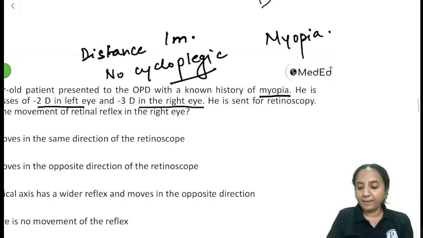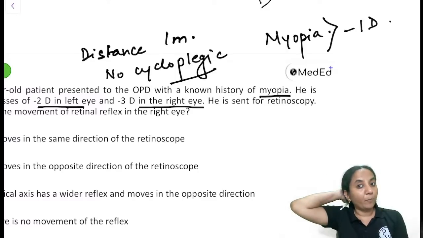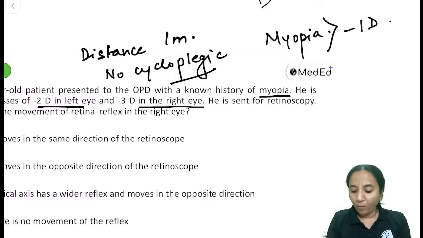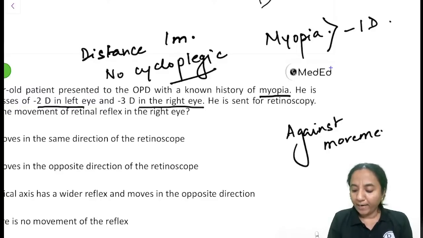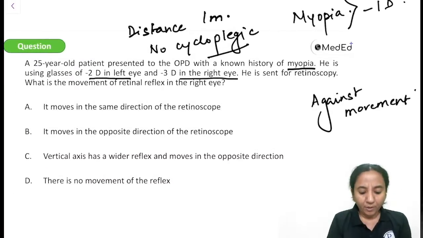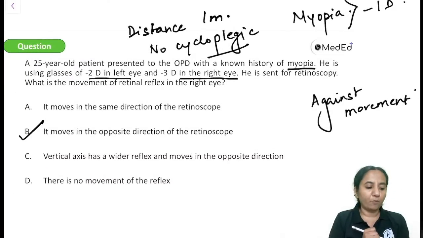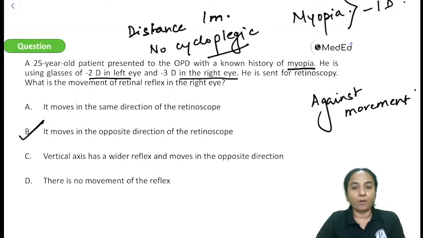So when the distance is 1 meter, there is no cycloplegic and the myopia is more than -1, what are we going to get? What is the expected movement? The expected movement is against movement, right? So against movement means that the reflex is going to move opposite to the direction of the retinoscope.